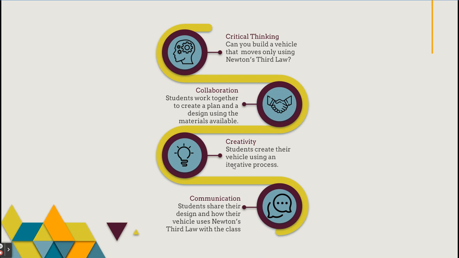Creating that vehicle is an iterative process, meaning that you're going to be failing and having to come back and fix or try something different and then go back and try it again. If it doesn't work, you go back again. Collaboration, the students working together to create a plan, thinking about how they want to solve this problem as a group, pushing each other's thinking, and then at the end communicating how their design, and especially how they met the standard or the guiding question, the big idea. That critical thinking piece is how did it move only using Newton's third law. So that's science.